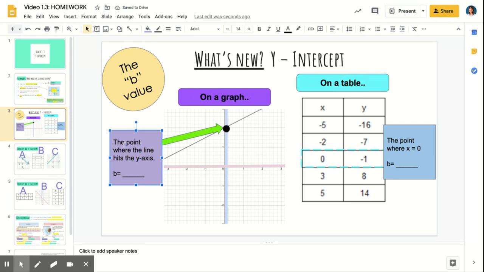On a graph, it's the point where the line hits the y-axis. So the y-axis is the one that goes up and down right here. So the point hidden under this circle is 2. So that means my b, or my y-intercept, is 2. On a table, I can't see that y-axis. So how do I see that? It's always the point when x is equal to 0. So I see a 0 here. That means this y value is my y-intercept. So in this case, it is -1.